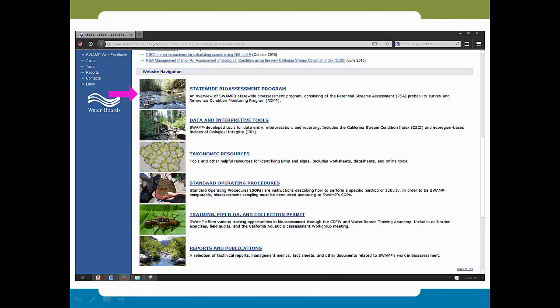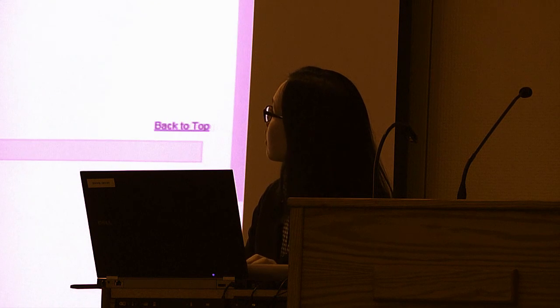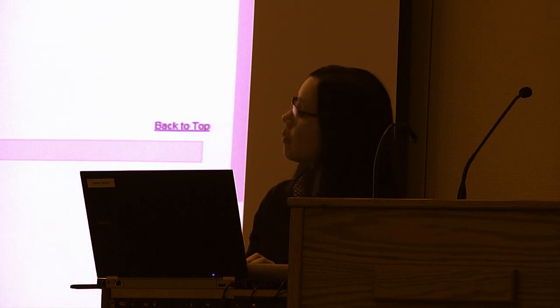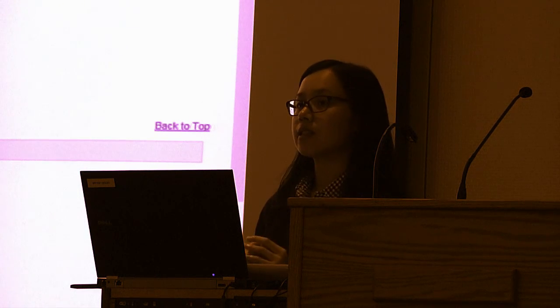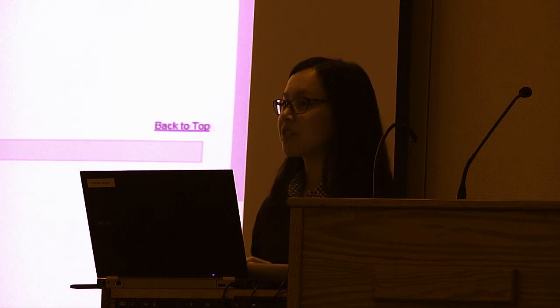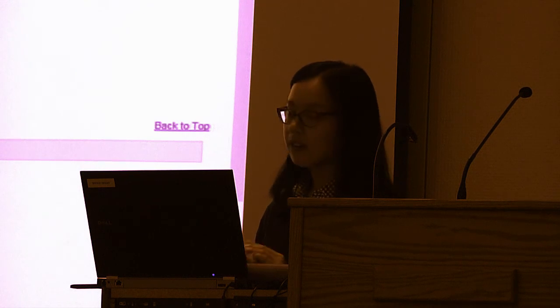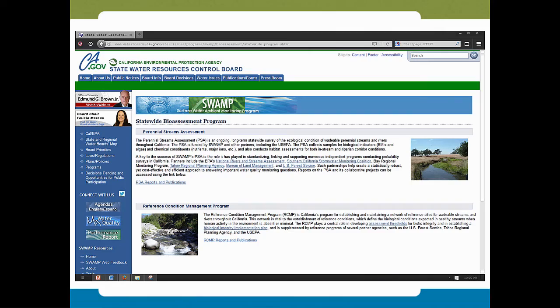Scrolling down, we have the main navigation for the website. The bioassessment website is currently broken down into six categories: the statewide bioassessment program, the data interpretive tools, taxonomic resources, standard operating procedures, training, field QA and collection permit, and finally reports and publications. I'm not going to go into every single section during this presentation because it's a little difficult, but I'll give you a brief overview of each section.